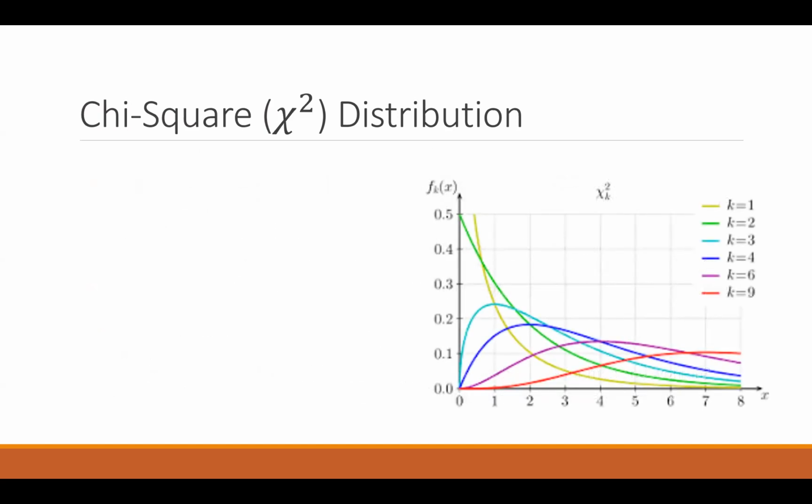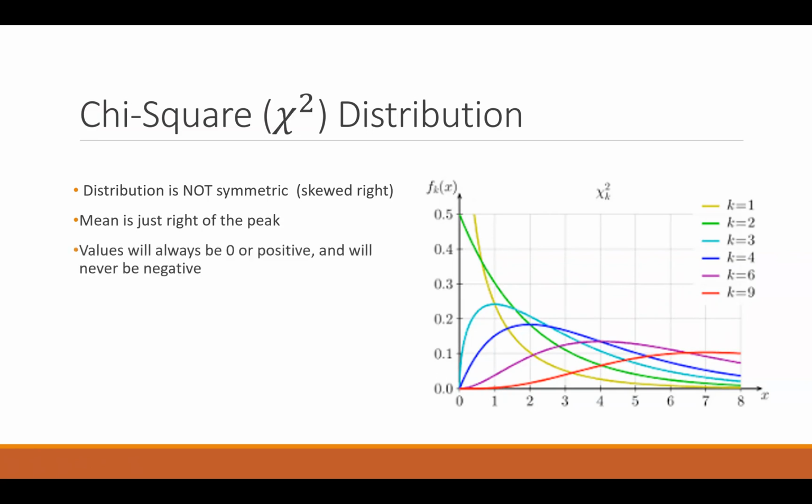Just a little bit about the chi-square distribution. Chi-square is similar to the F distribution that we used for ANOVA. It is not symmetric. In fact, it is skewed to the right. And this graph gives you several different ones depending upon what's called your degrees of freedom. The mean is going to be just to the right of the peak. But because it is right skewed, your values for chi-square will always be either 0 or positive. They'll never be negative.